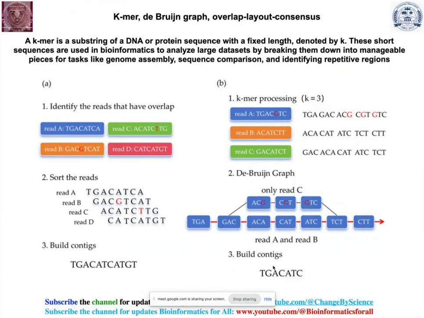Now, you go for figure B, where you can see k-mer processing. Here the k-mer size K equals 3. You can see the read A, B, and C, but here you can see the three bases together. And that is what it shows, the k-mer processing. And then you can go for the graph, the De Bruijn graph, which I was discussing about. And finally, you proceed for building the contig, and then the contig is here.